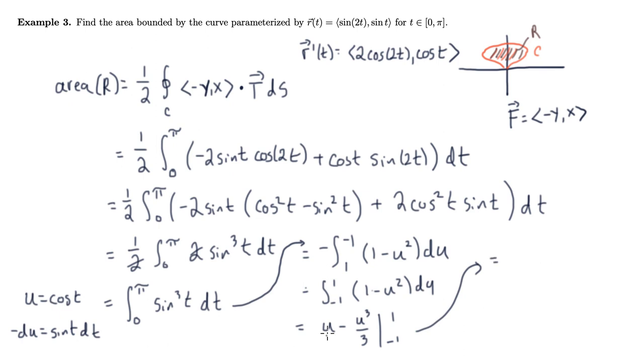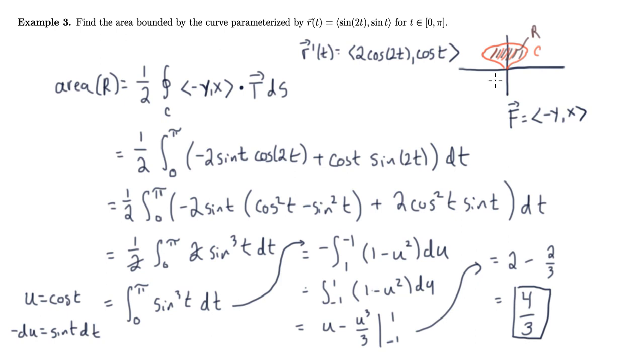u evaluated from -1 to 1 is just going to be 2. And then we'll have minus, u cubed is going to be 1 and then -1, so minus 2/3. So that's 6/3 minus 2/3, which is 4/3. So that's the area of this crazy region.